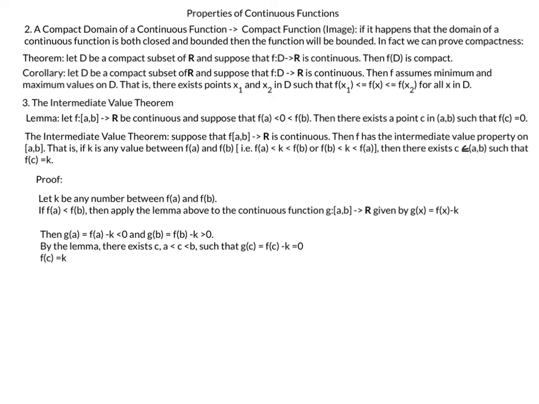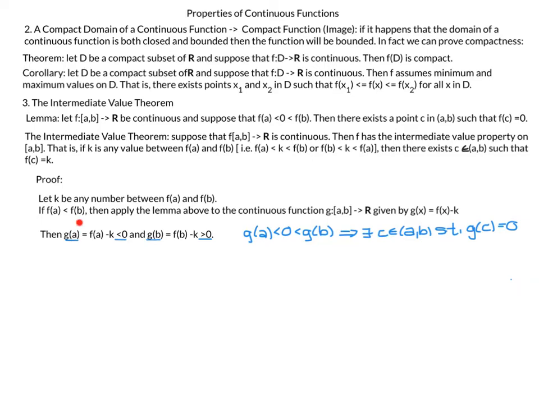Now we're going to plug in a and b into g. So plugging in a into g gives us g of a equals f of a minus k. And since k is greater than f of a, that means f of a minus k is less than 0. Plugging in b, we get f of b minus k, and since f of b is greater than k, we have f of b minus k is greater than 0.